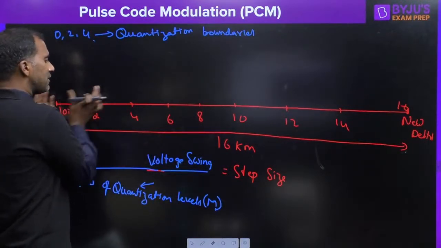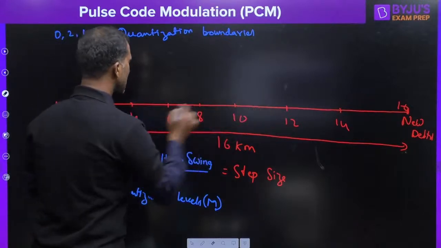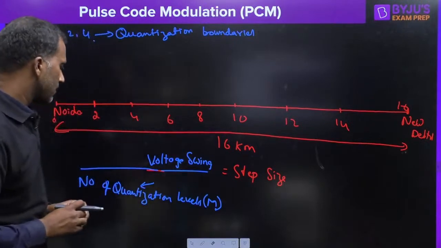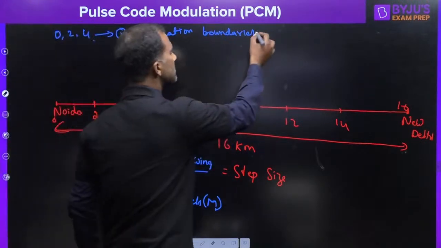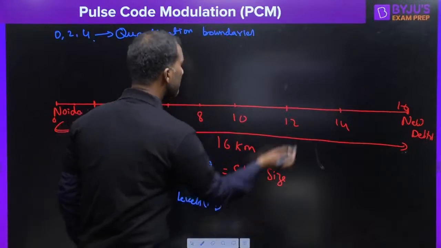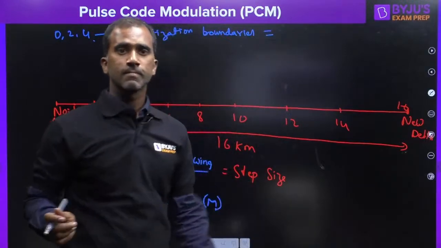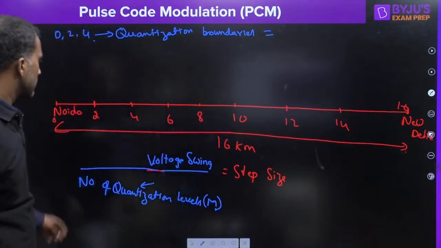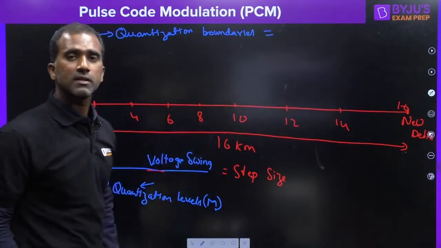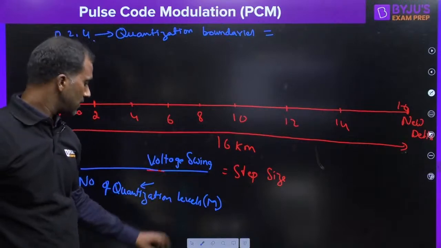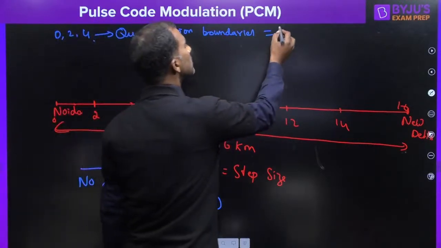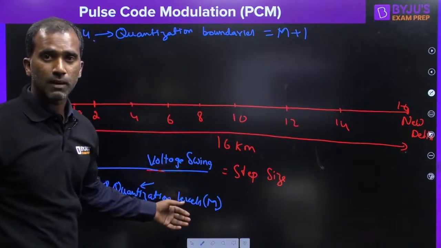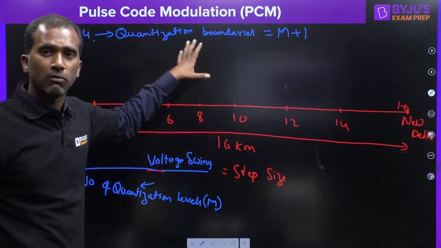After every 2 volts, you are selecting one voltage, and these voltages are boundaries. And how many quantization boundaries will be there? See this one, 0 to 16. Can anyone tell me how many boundaries are there? There are M plus 1 boundaries. Not just M, but M plus 1. What is M? Number of quantization levels. I'm not talking about quantization levels, I'm talking about quantization boundaries.